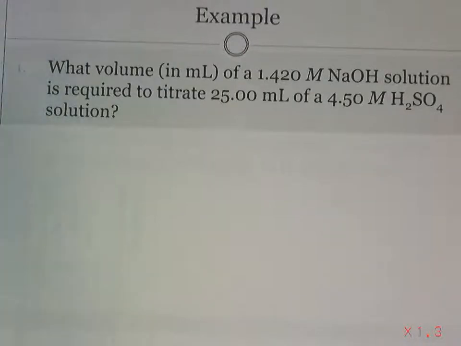So the question is, what volume of sodium hydroxide is required to titrate 25 milliliters of a 4.5 molar sulfuric acid solution? How do we go about figuring out the stoichiometry of the reaction? What are the two reactants? They're in the problem. Good. The two things that are given are the two things reacting.